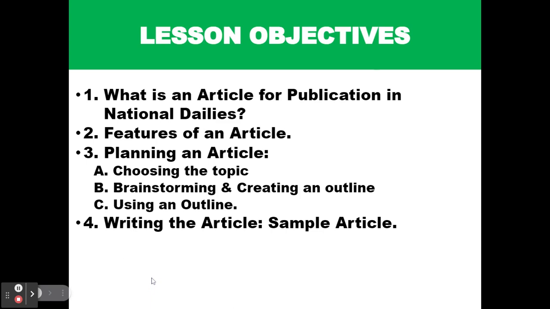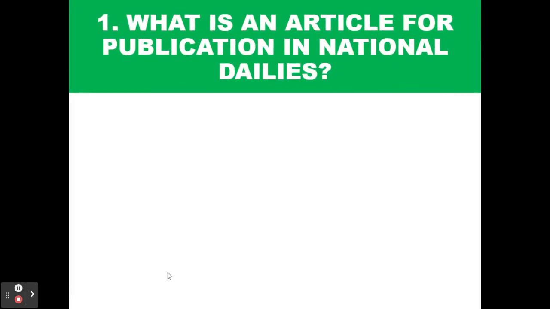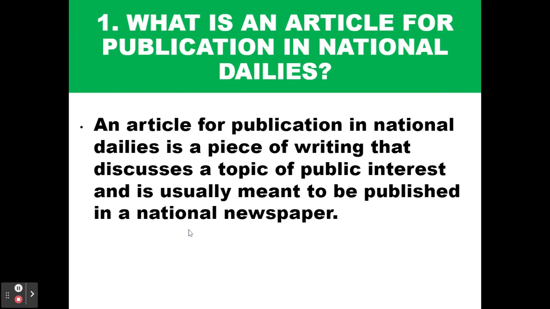So let's begin with the first one, which is a basic question. What is an article for publication in national dailies? An article for publication in national dailies is a piece of writing that discusses a topic of public interest and is usually meant to be published in a national newspaper. Now, a daily is usually a newspaper that is published on daily basis, all right? So an article for publication in a national daily is an article for publication in a daily national newspaper, right?